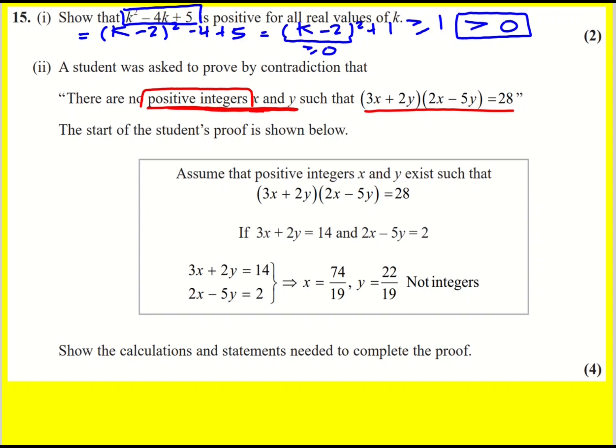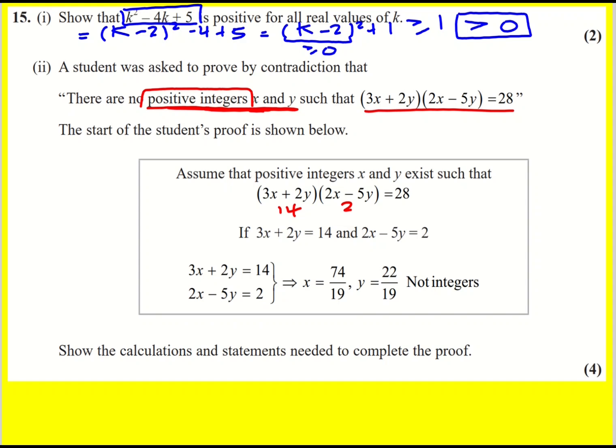So they've started it off. They've gone with 3x plus 2y is 14 and 2x minus 5y is 2. So they're looking for factors of 28 because if x and y are whole numbers, then 3x plus 2y must be as well. This wouldn't work in general, but it will work in this scenario because they're integers. And then they've successfully shown that we don't get whole numbers, so that isn't going to work.